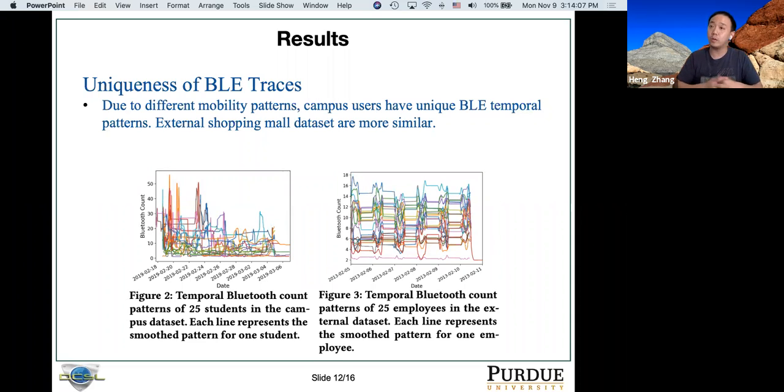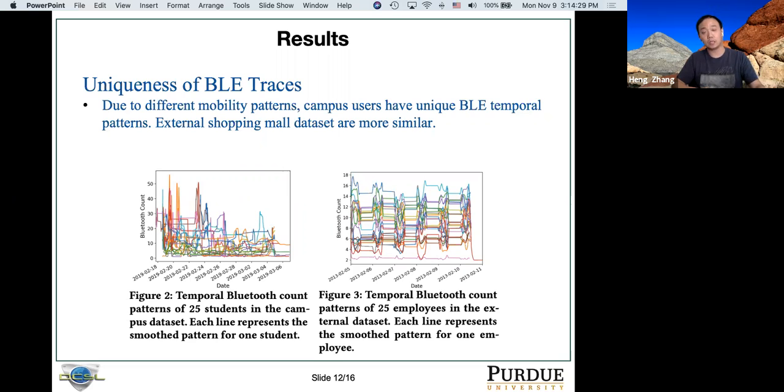We do not show the 51 because that will be much messier and hard to read. And the right one is the 25 employees in the external dataset. Pretty much we can identify that for the 25 students, because they have different schedules and travel to different places, there are no coherent patterns in such a campus data set.